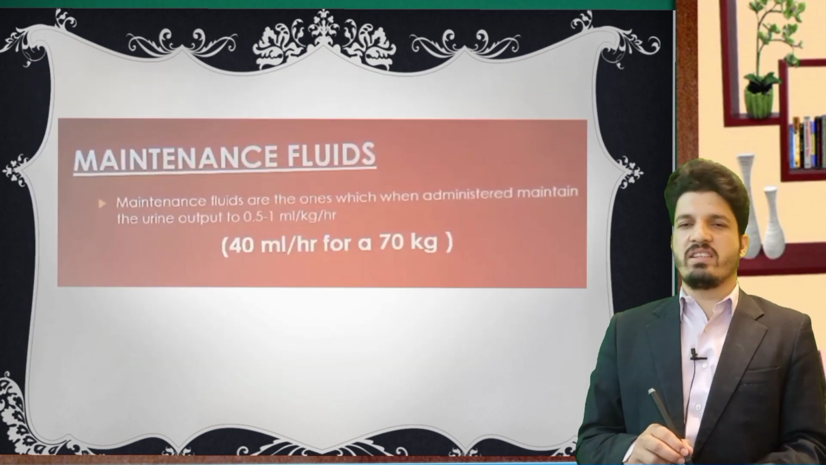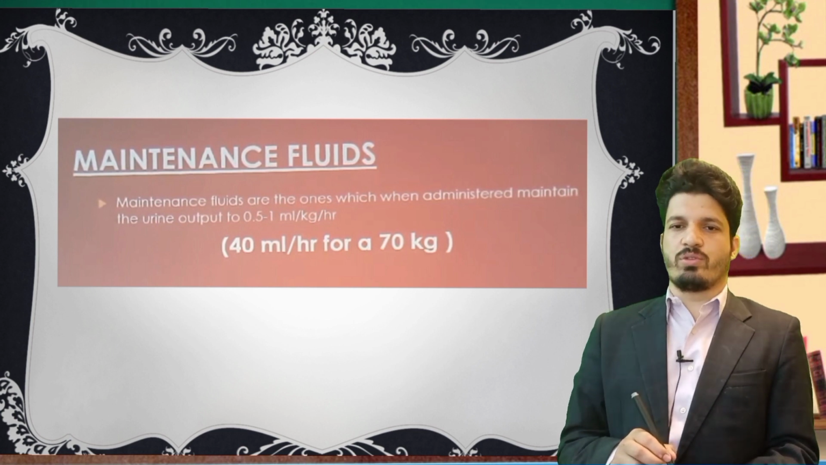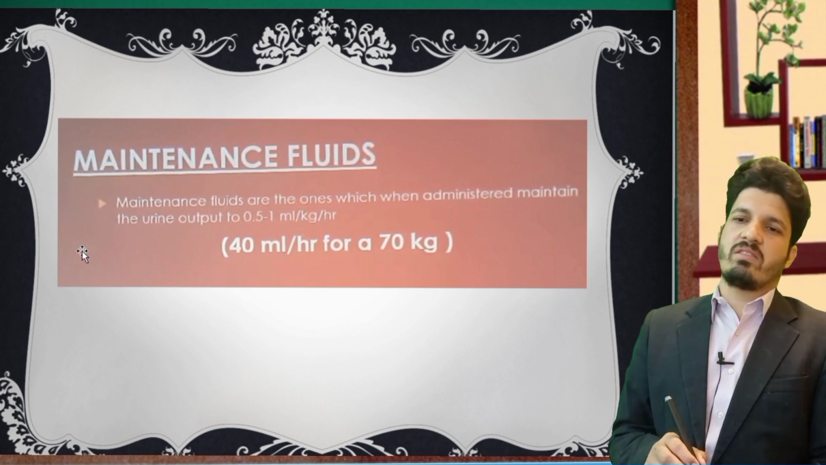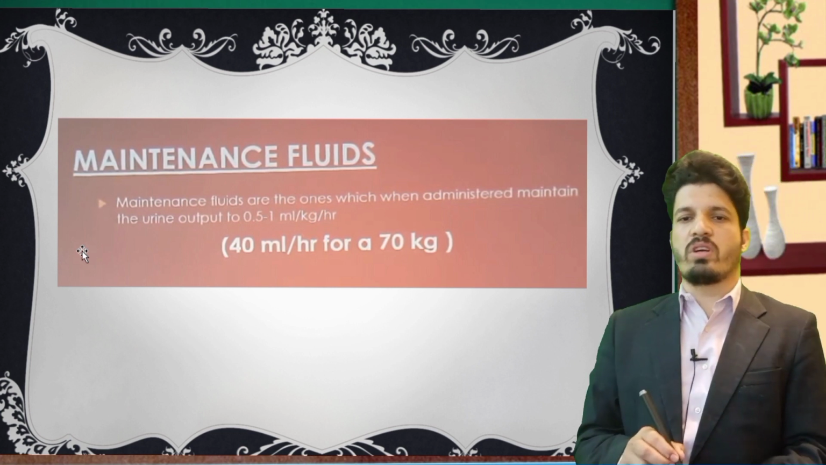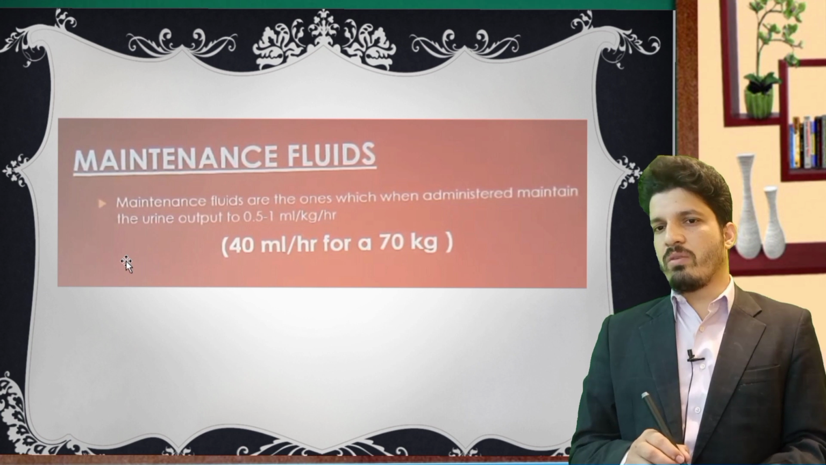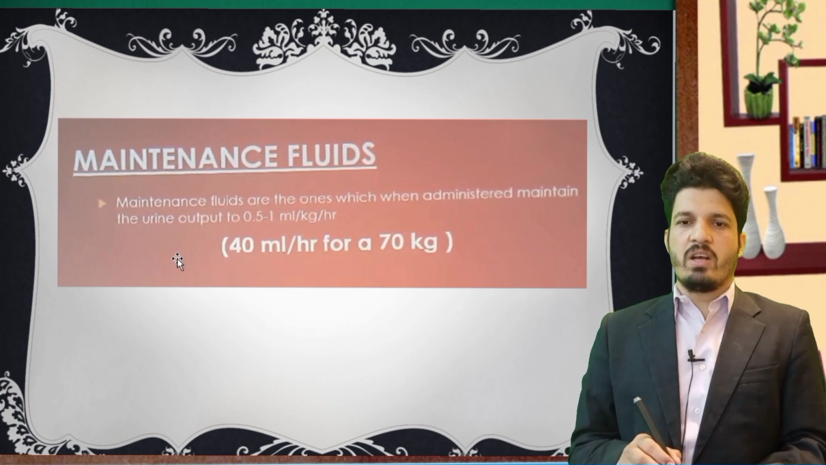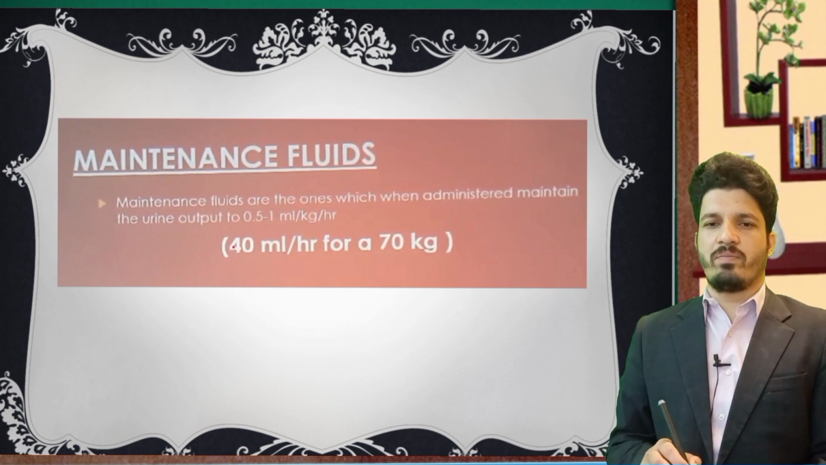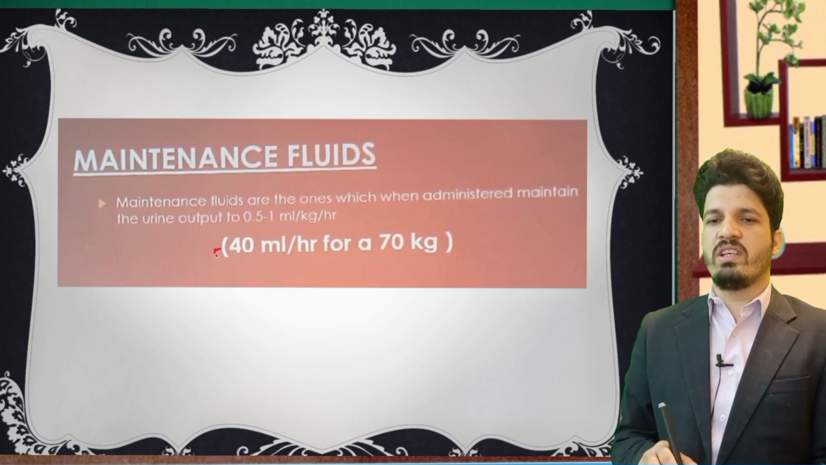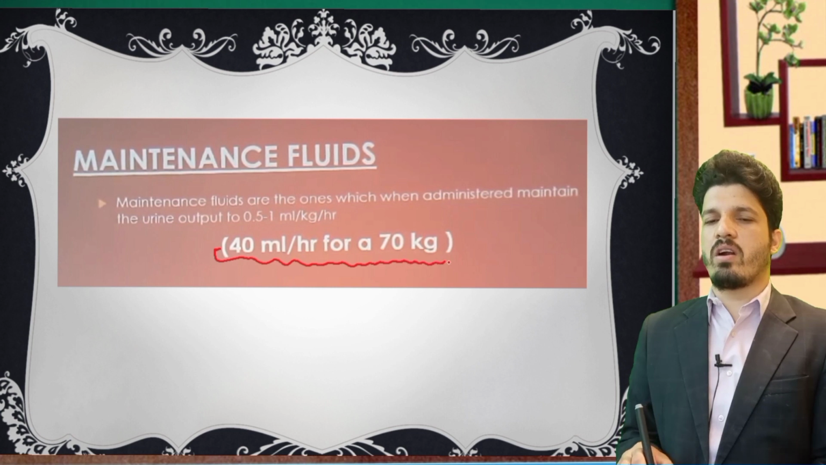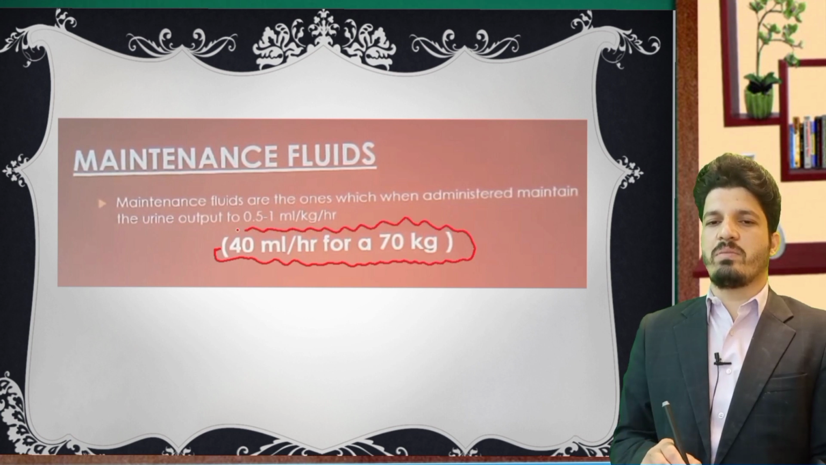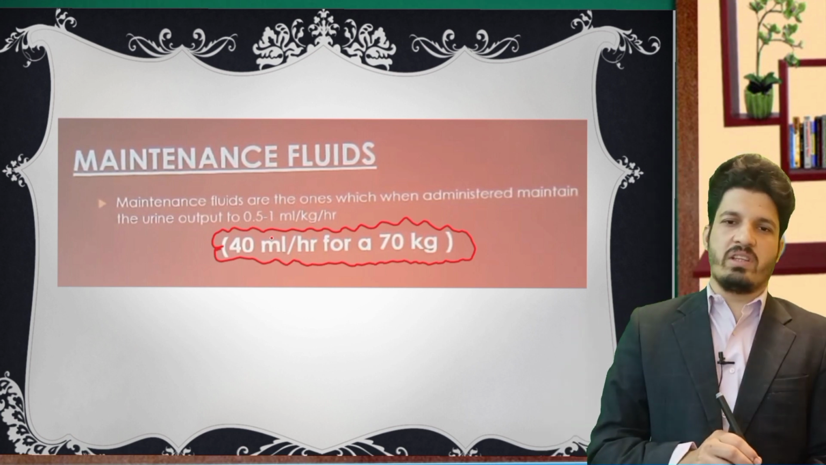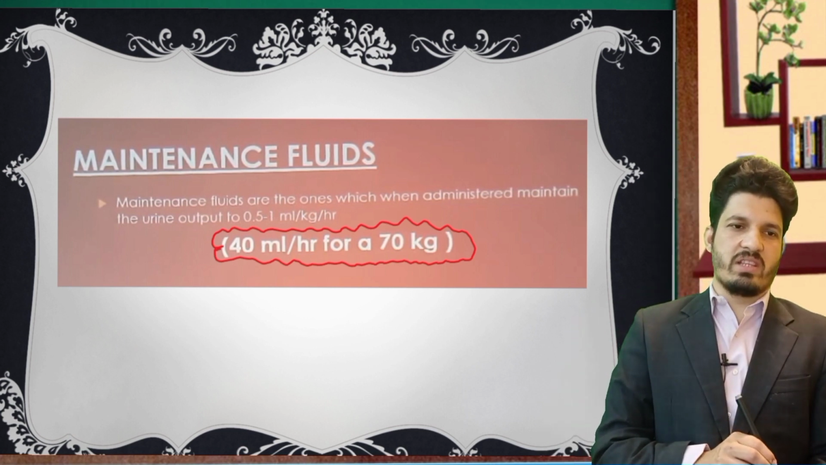So on the surgical floor you give maintenance fluids, and maintenance fluids are those which, when administered, maintain the urine output at 0.5 to 1 ml per kg per hour. So approximately for a 70 kg person it becomes 40 ml per hour. Remember this, and it will be helpful in the next sections of our slides.